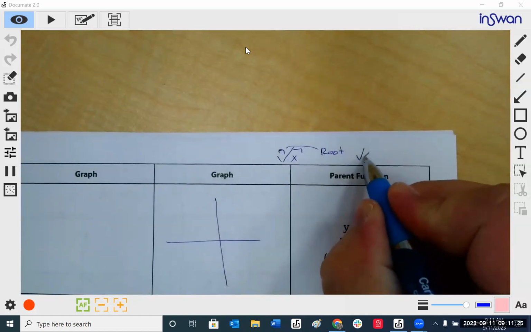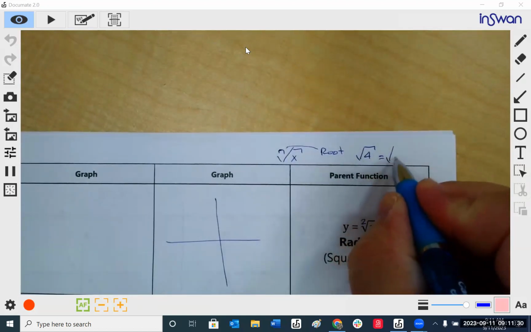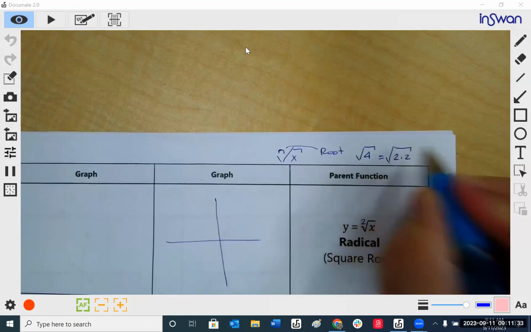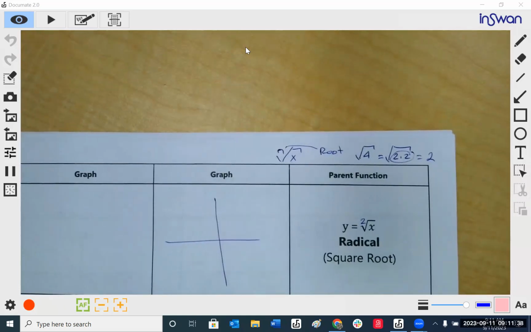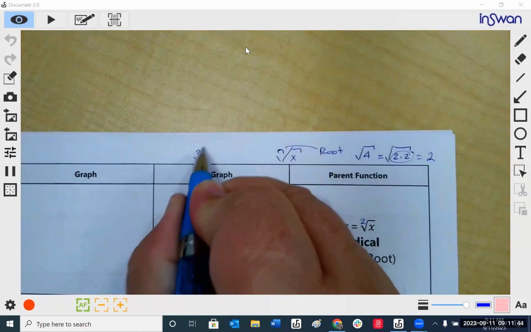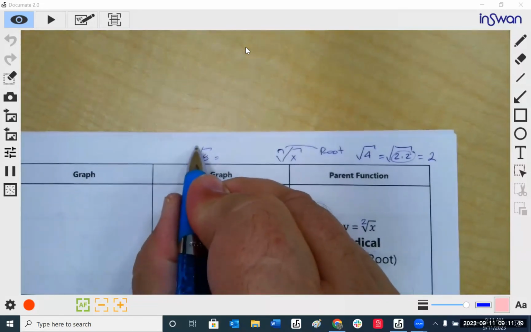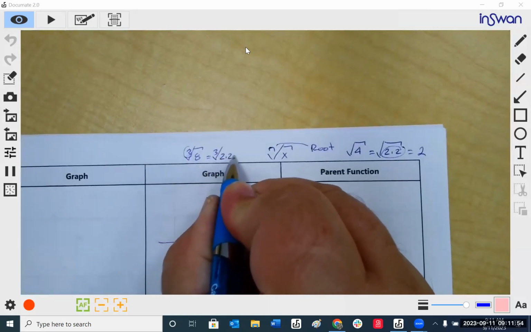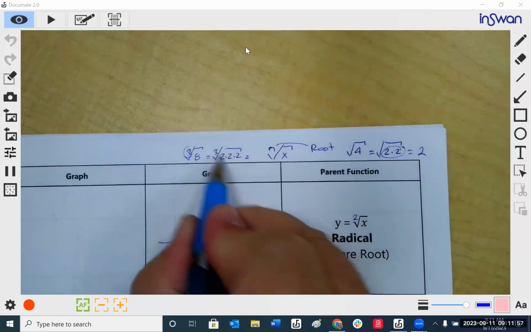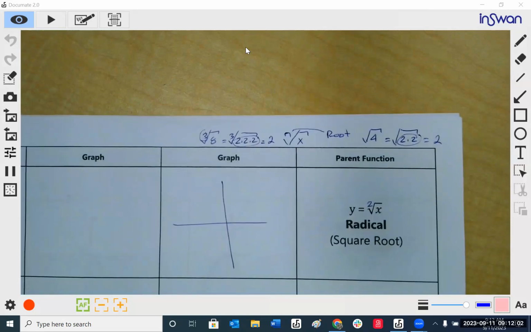For example, square root of 4 is equal to what? Why is it equal to 2? Because 4 is made up of 2 times 2. Once you have 2 of a kind, it comes out. So that's basically the function of a radical. If I have a cube root of 8, I need 3 of a kind now. 8 is made up of 2 times 2 times 2. Since I have 3 of a kind, it becomes 2. That's how radicals work.